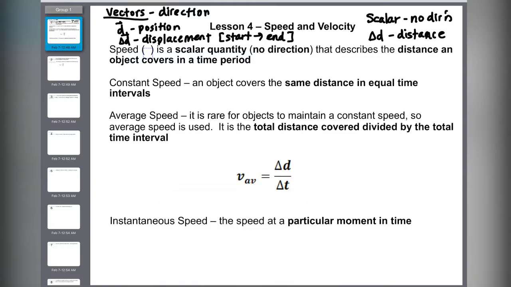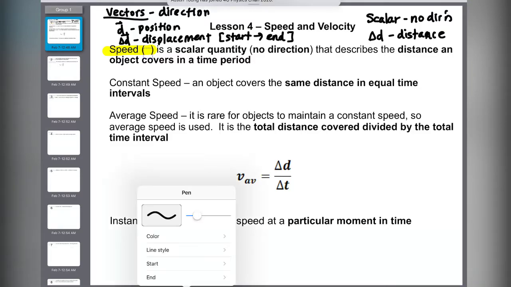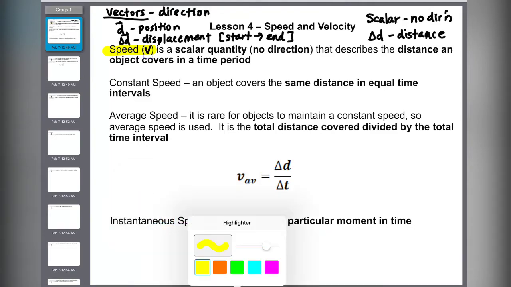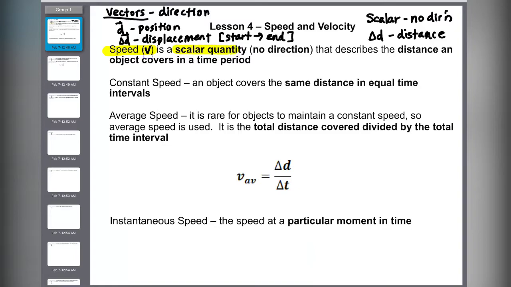Now we're moving on to other stuff. Okay, speed. I don't know why mine doesn't show up. Speed, the symbol is a little v. I think it should be on your page. Okay, it is a scalar quantity, meaning there's no direction. And it discusses a distance that an object has covered over a period of time.